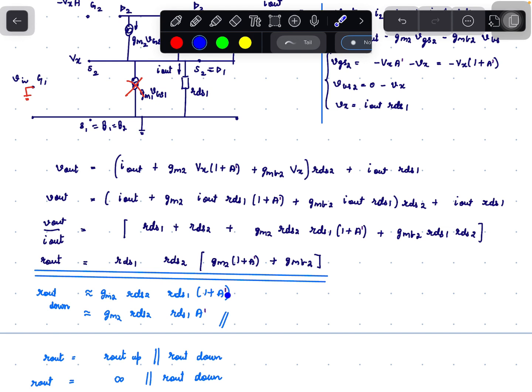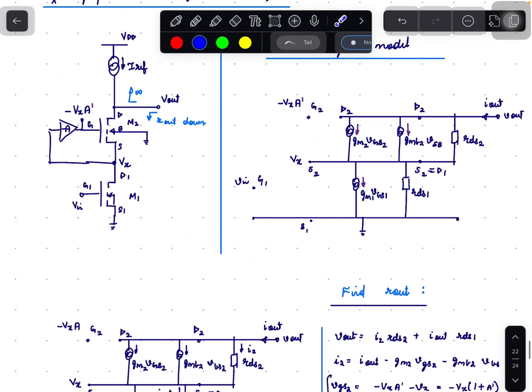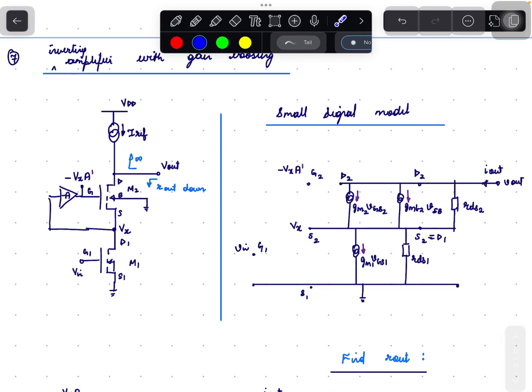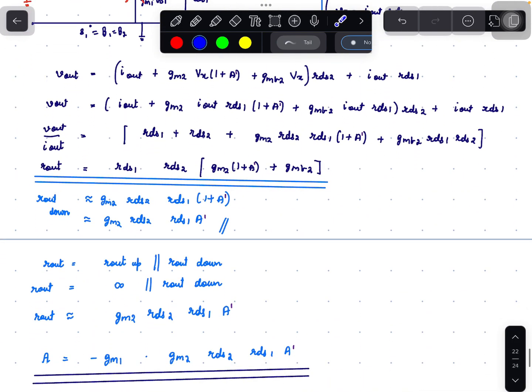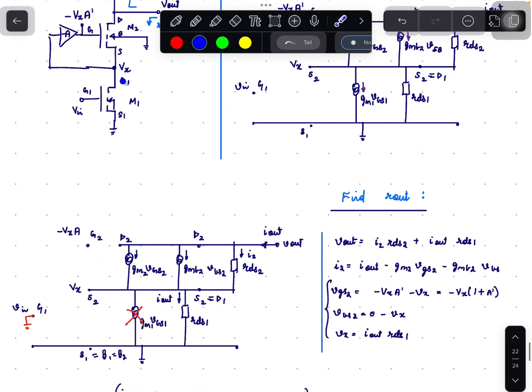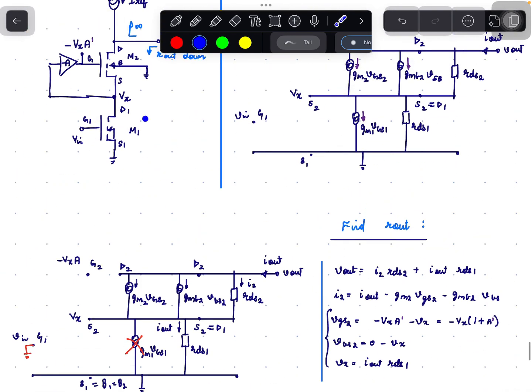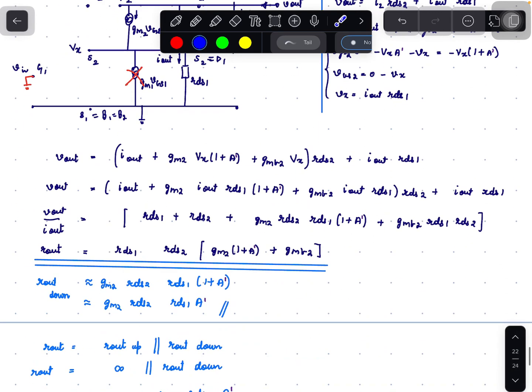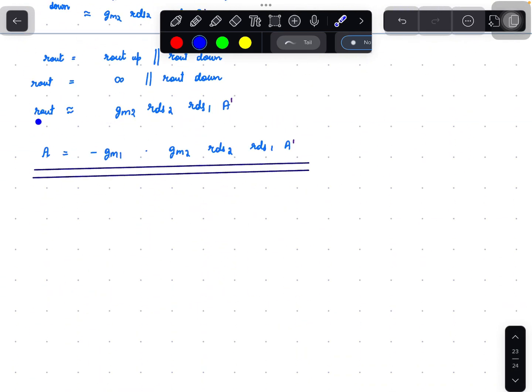Approximating 1 plus A dash as A dash, we can write R out equals GM2 RDS2 RDS1 times A dash. So R out of this circuit is given by GM2 RDS2 RDS1 times A dash. The gain of this circuit A is given by minus GM1 times RDS1 RDS2 GM2 times A dash, which is written here.